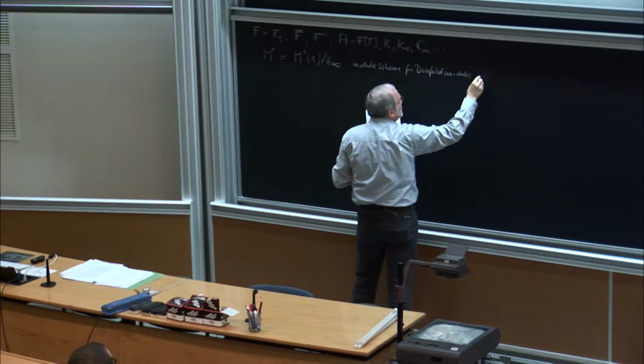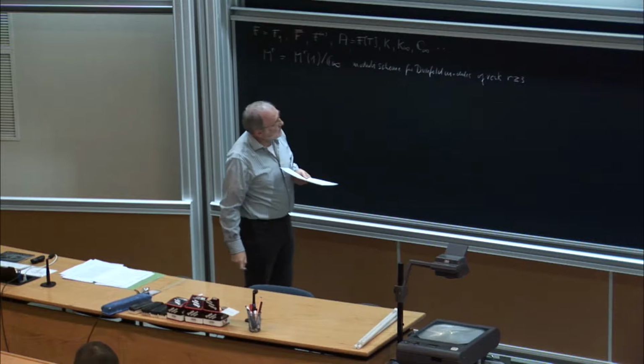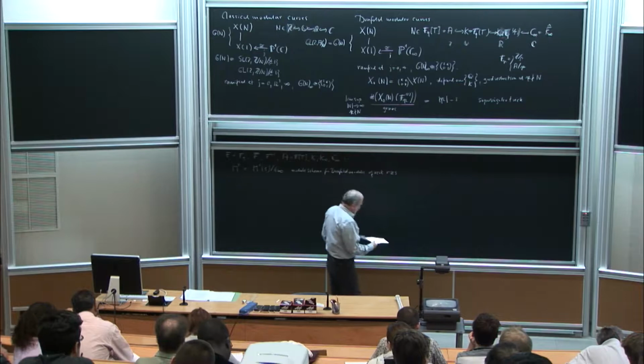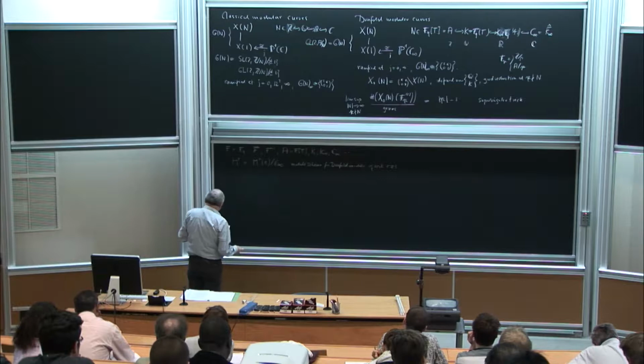Drinfeld A modules of rank R, where for simplicity we assume that R is at least 3, because the case R equals 2 is completely described by the above. And well, we need not really know what a Drinfeld module is, but I will just give a few explanations which are necessary for what follows.